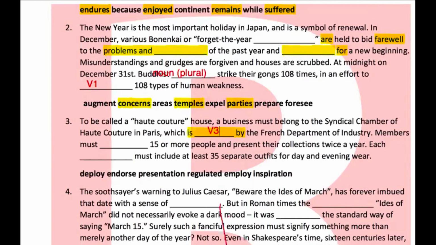Now, I need to know what the verb 1s are here so that I can make the right choice. Deploy is a verb 1. Endorse is a verb 1. Employ is a verb 1. Deploy, employ, and endorse. Employ means to hire somebody, deploy means to send out a group of people for a purpose, and endorse means to support. Now, support would not make sense here. It's about a business and people, so most likely it's employ or deploy. Now you need to think, are they sending people out or are they hiring people? And they are hiring people to present their collection twice a year, and that's why employ would be the answer here. After that, each must include each presentation because these people were supposed to present.